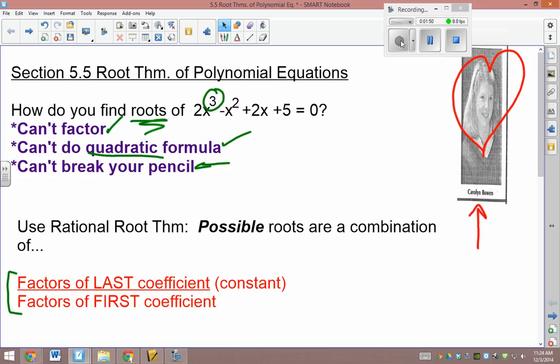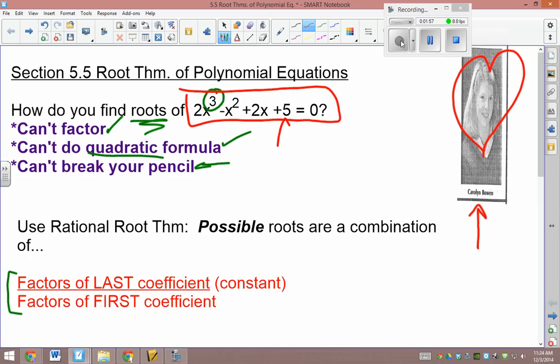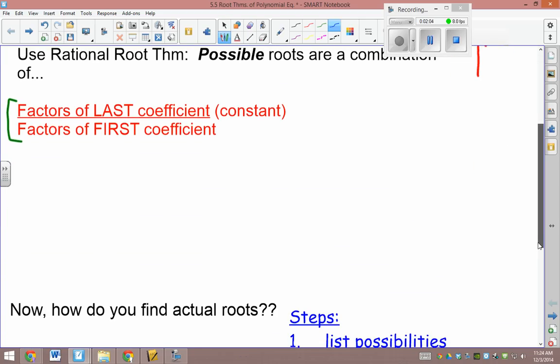So for this whole problem here, I'm going to be referring to this polynomial. So we're focusing on the last number, which is 5 in this case, and then the first number, which is 2. Let me scroll down here. So the first is 2, and the last was 5. Also, I'm going to tell you it doesn't matter if they're positive or negative because we're going to put plus or minus on everything. So the factors of 2 are 1 and 2. You want to make a complete list. The factors of 5 are 1 and 5.